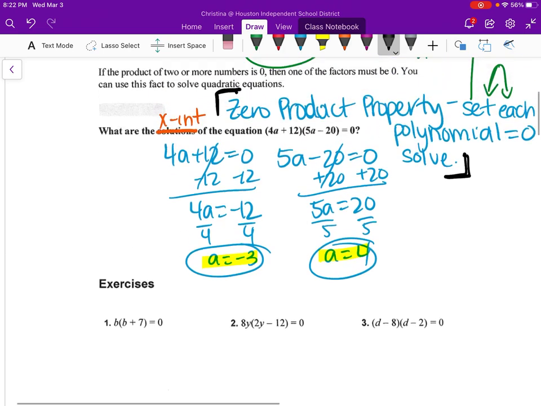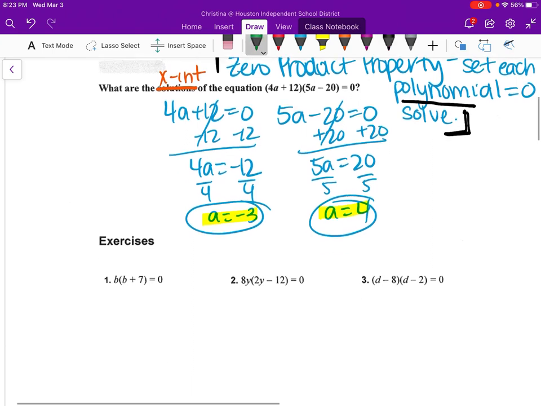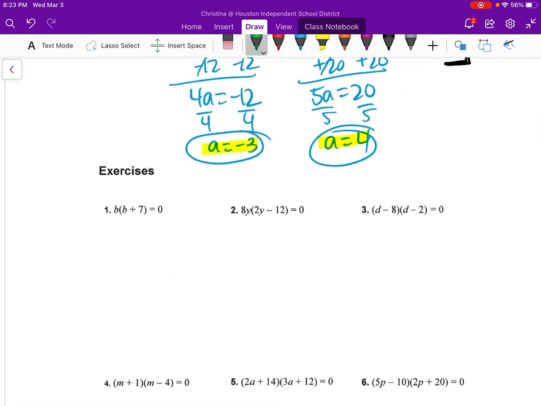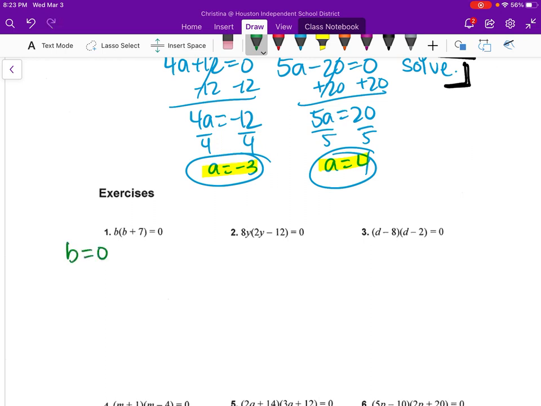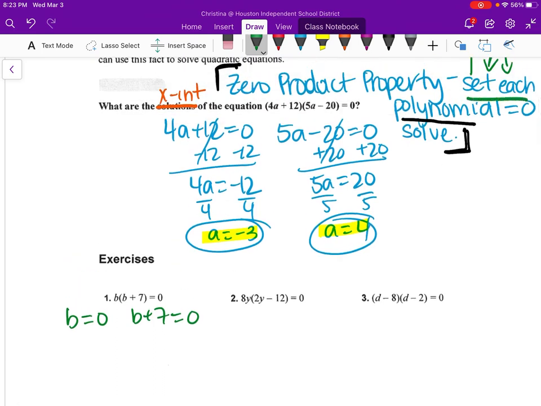This is why I specifically put the word polynomial. A polynomial can be a monomial, which is one term, a binomial, which is 2 terms, or a trinomial, which is 3 terms. When you're solving a problem using the zero product property and factoring, a polynomial is mainly going to be a monomial, like we see in example 1, and a binomial, like we also see in example 1. So for this question, I'm going to set b equal to 0, and I'm going to set b plus 7 equal to 0. All this person did was probably factor out the GCF. I'm still following the rule that I just gave. Set each polynomial equal to 0 and solve.